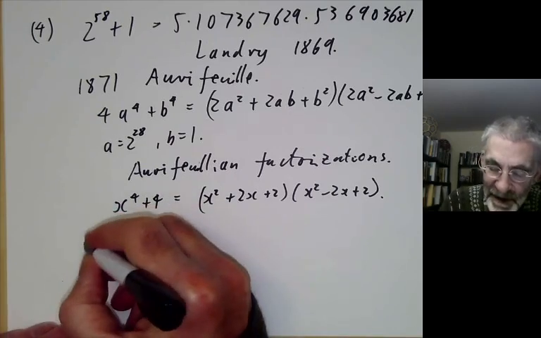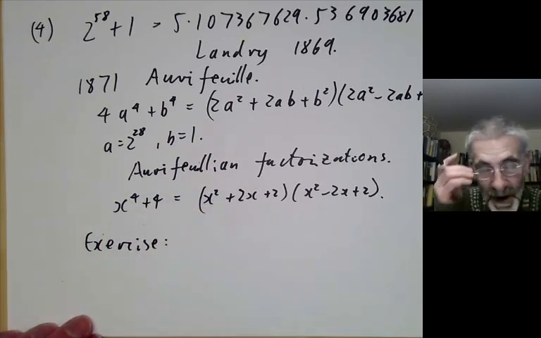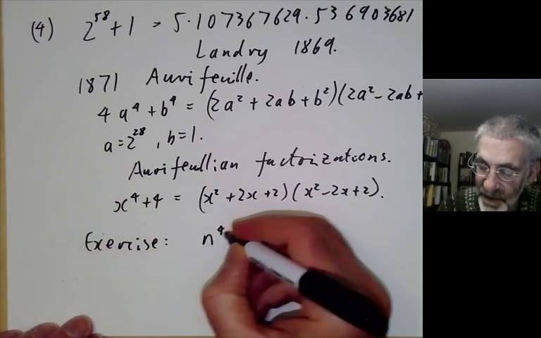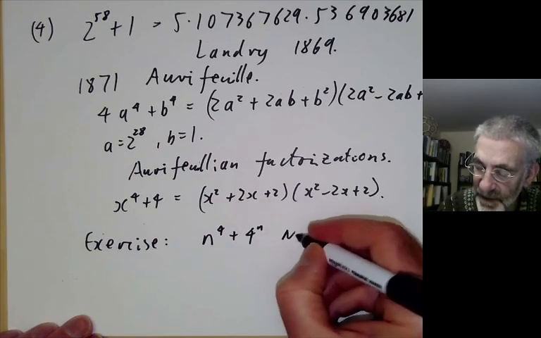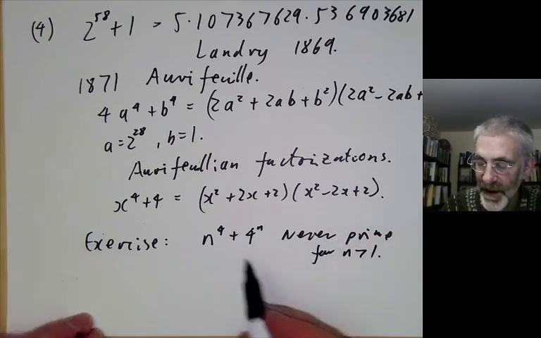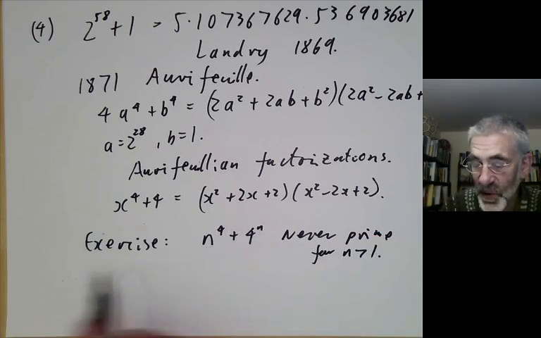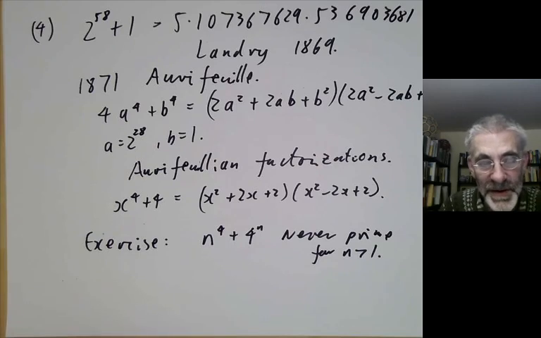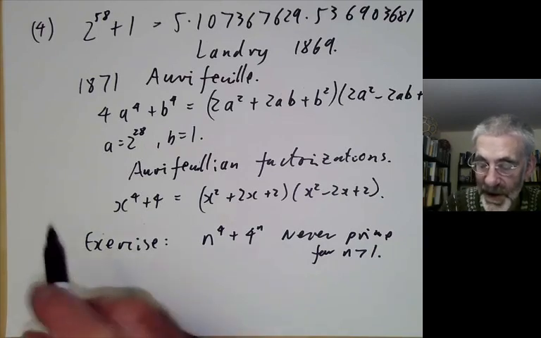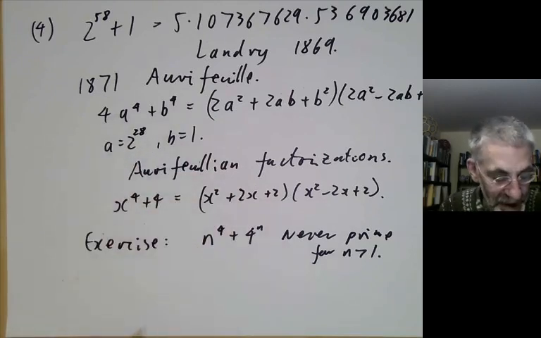As an example of this, here is an exercise. This was a problem going around the internet a few years ago, which is that n to the 4 plus 4 to the n is never prime for n greater than 1. And if you work out n to the 4 plus 4 to the n for a few small values of n, it's quite often not at all obvious that it's not prime. I mean, sometimes its smallest factors are quite big, but it shouldn't be too difficult to do it using these funny factorizations.